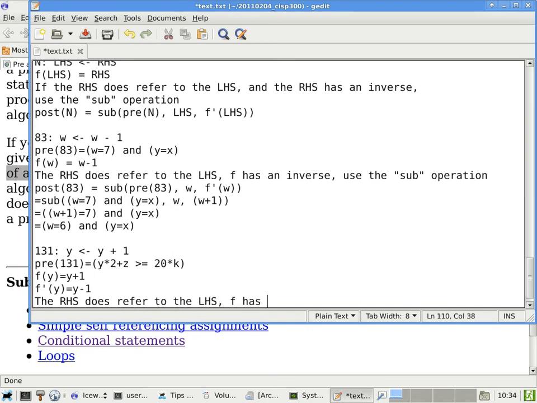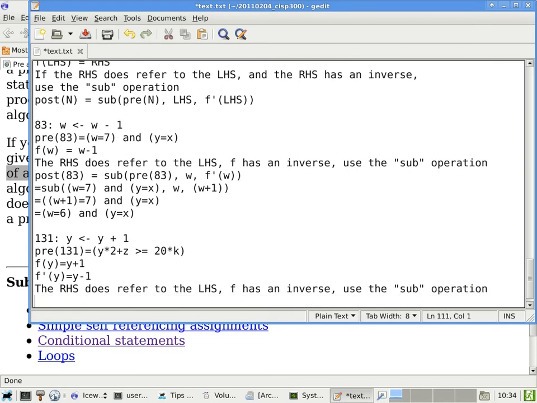And f has an inverse. We can use the substitution operation. Okay, but what is the substitution operation? Sub 131, the line number, equals the substitution of the precondition of the same line. We take the left-hand side, which is y in this case, and we replace that with f prime applied to y.